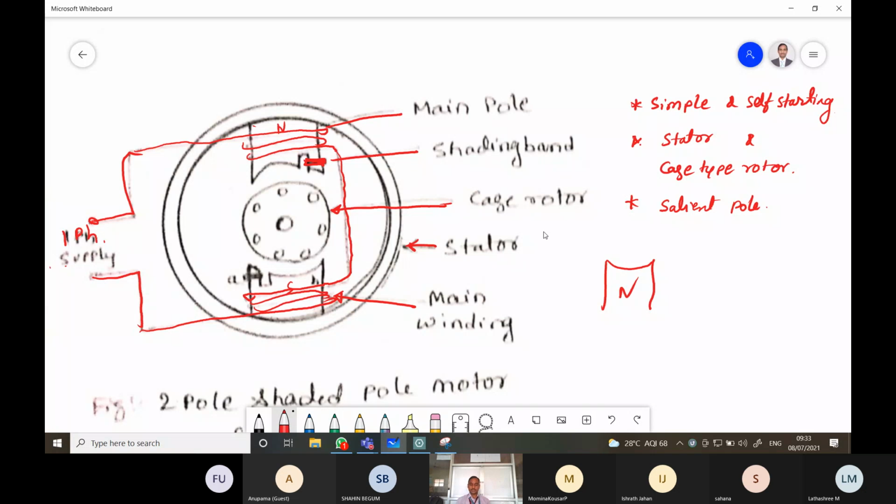Each pole is slotted on one side, and a copper ring is fitted here, which is called the shading band. The copper ring is fitted like this. This is the arrangement. Whatever the pole is, it will be cut into some section, and a copper ring is provided around this. This is called the shading band.